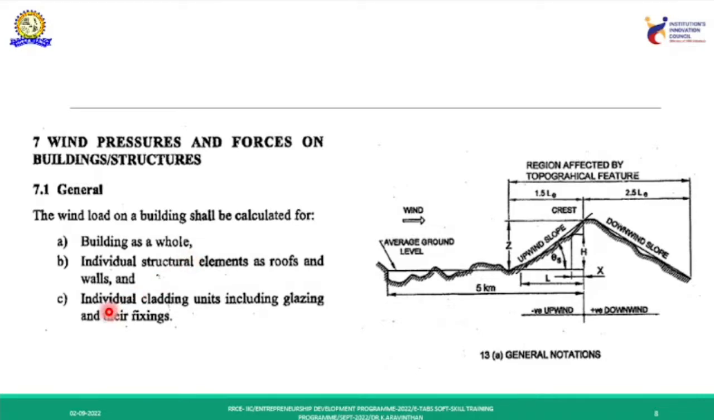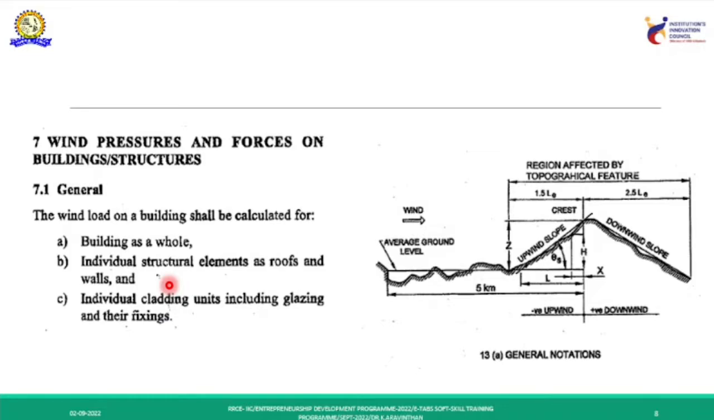Next, it says that individual structural elements such as roofs and walls should be considered. The members to be taken here are roofs and walls only. We don't need to take columns and beams for calculating the wind pressure. Individual cladding units, including glazing and their fixtures, you have to consider.